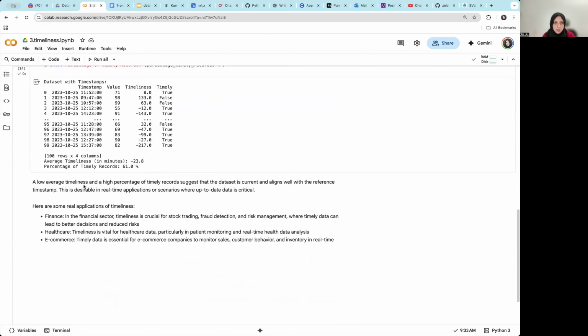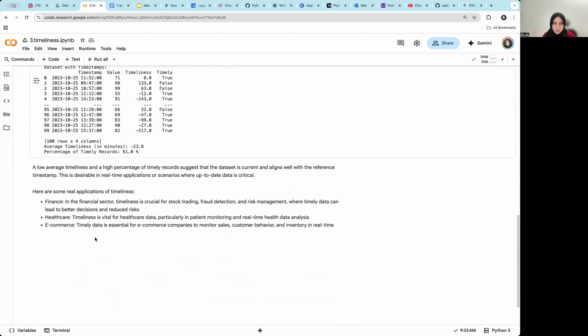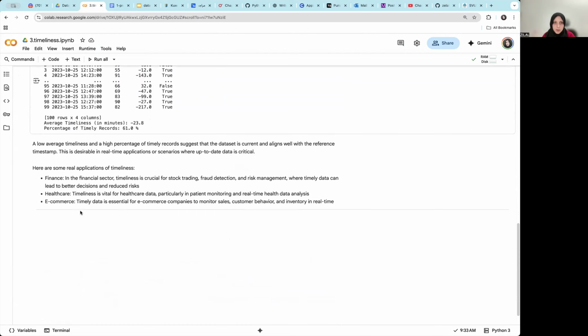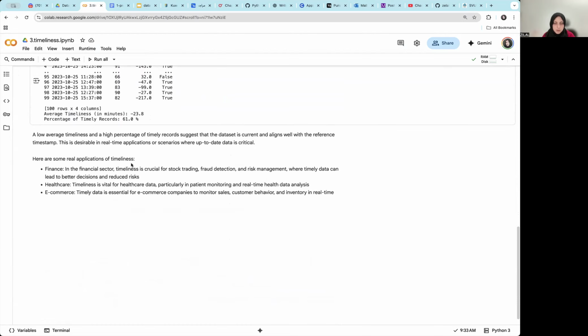A low average timeliness and a high percentage of timely records suggests that the dataset is current and aligns well with the reference timestamp. This is desirable in real-time applications, and here are some applications where it is important to have high timeliness.